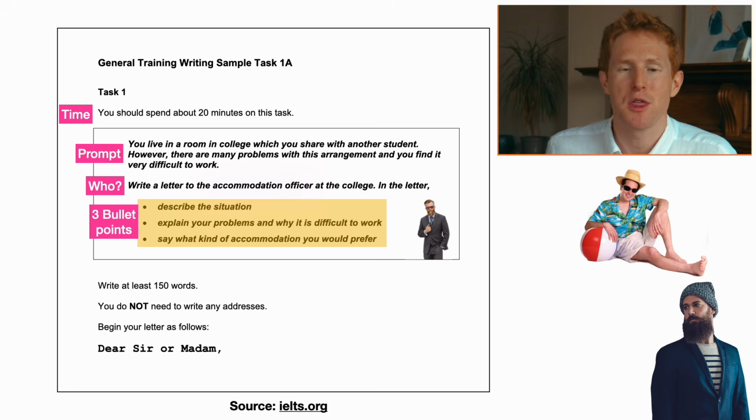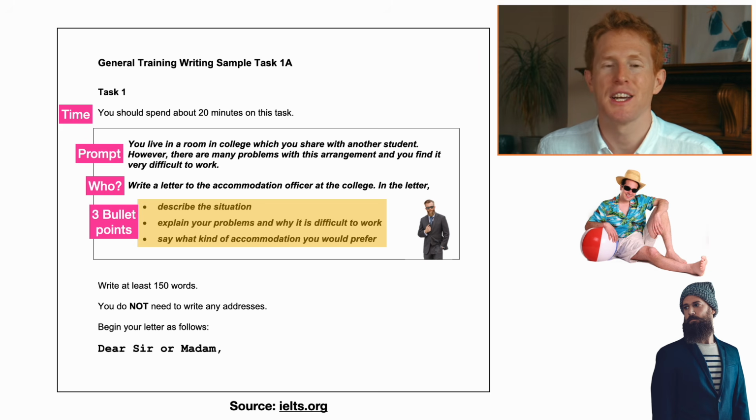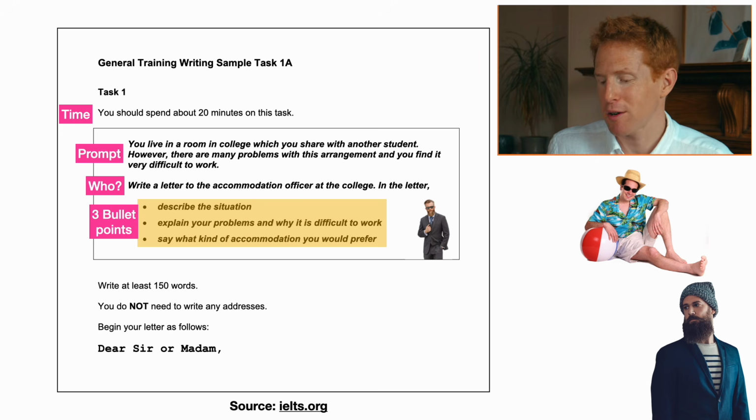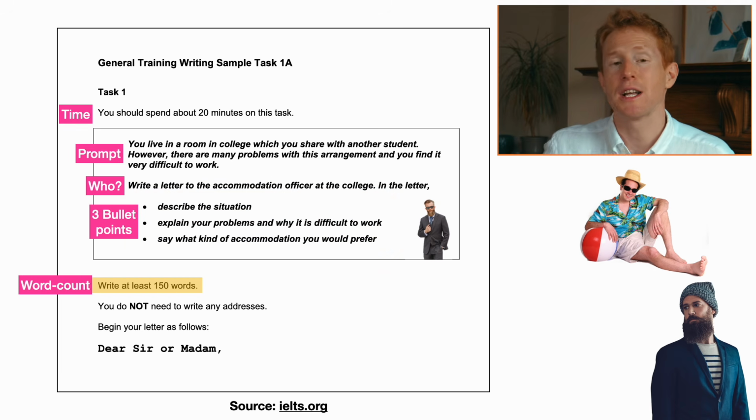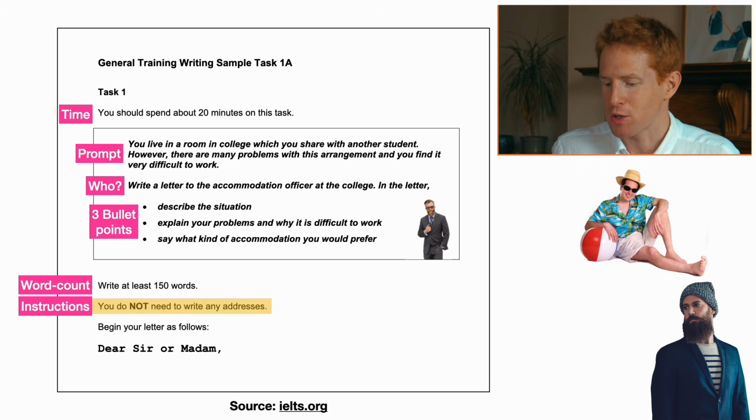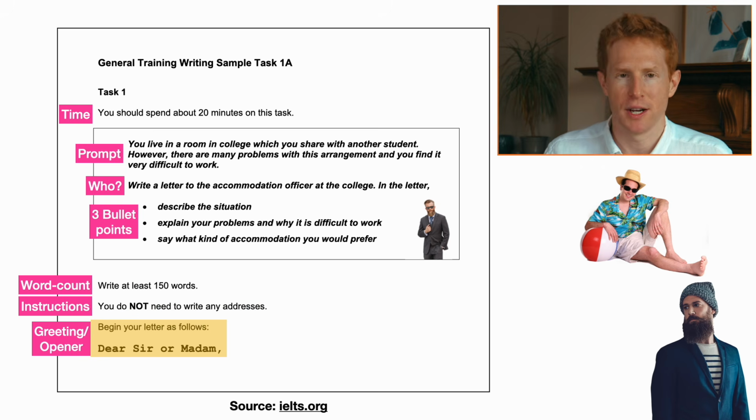Below that, we have the 3 bullet points. Now, there are always 3 bullet points, and I would recommend writing about each of these in separate paragraphs. Then we have the word count, write at least 150 words. Some of you will be writing way over 150 words, like 250 words. That's fine, just don't go below. And then we have the instructions. You do not need to write any addresses. And then we've got the opener. So in this case, because it's a formal letter, it starts, Dear Sir or Madam.